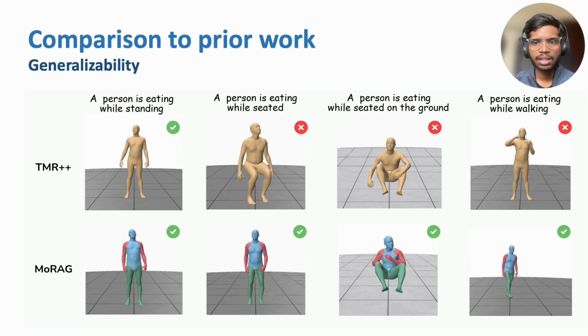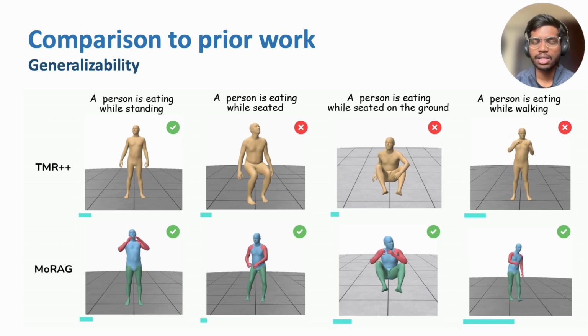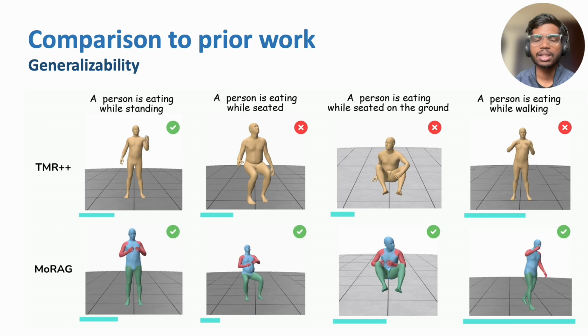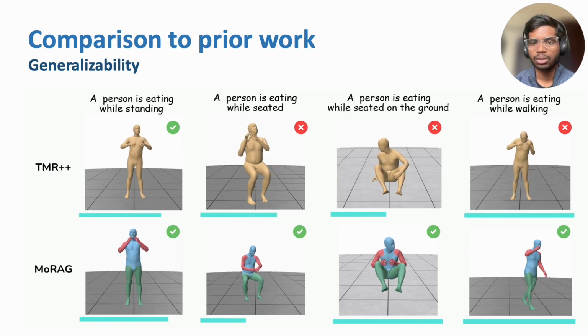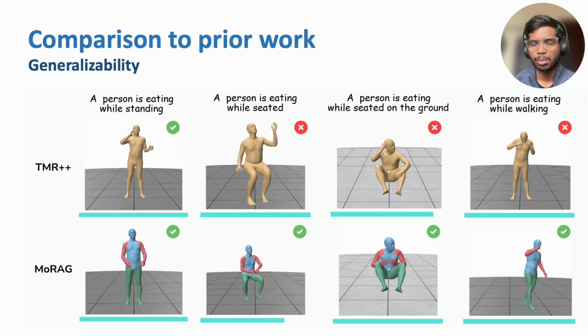For example, consider the text input "a person is eating" while standing. Existing models can retrieve relevant samples directly, as such actions are explicitly present in the dataset. However, for variations like "a person is eating while seated on the ground," existing models struggle due to the lack of relevant samples. In this case, they retrieve the closest possible matches, such as "a person is sitting on the ground." In contrast, MoRAG retrieves individual sitting and eating samples, which are easier to find due to their relevance in the dataset. By composing these samples, MoRAG constructs semantically coherent and contextually appropriate motions.